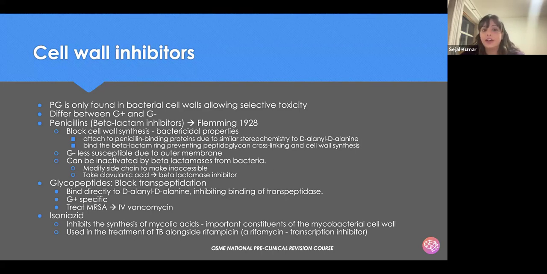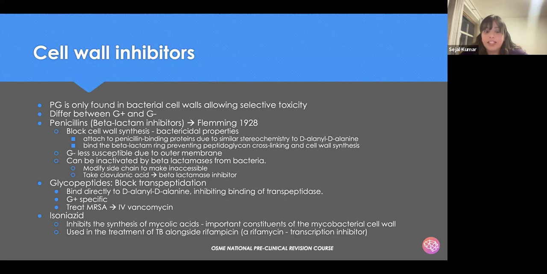The penicillins are, I think, one of the most popular examples of beta-lactam antibiotics. Obviously, penicillin was found by Fleming in 1928. I'm sure most people know about that, taught in GCSE. But they basically block cell wall synthesis. They're bactericidal, so they do kill the bacteria. They can attach to penicillin binding proteins because they have similar stereochemistry to D-alanine, D-alanine.